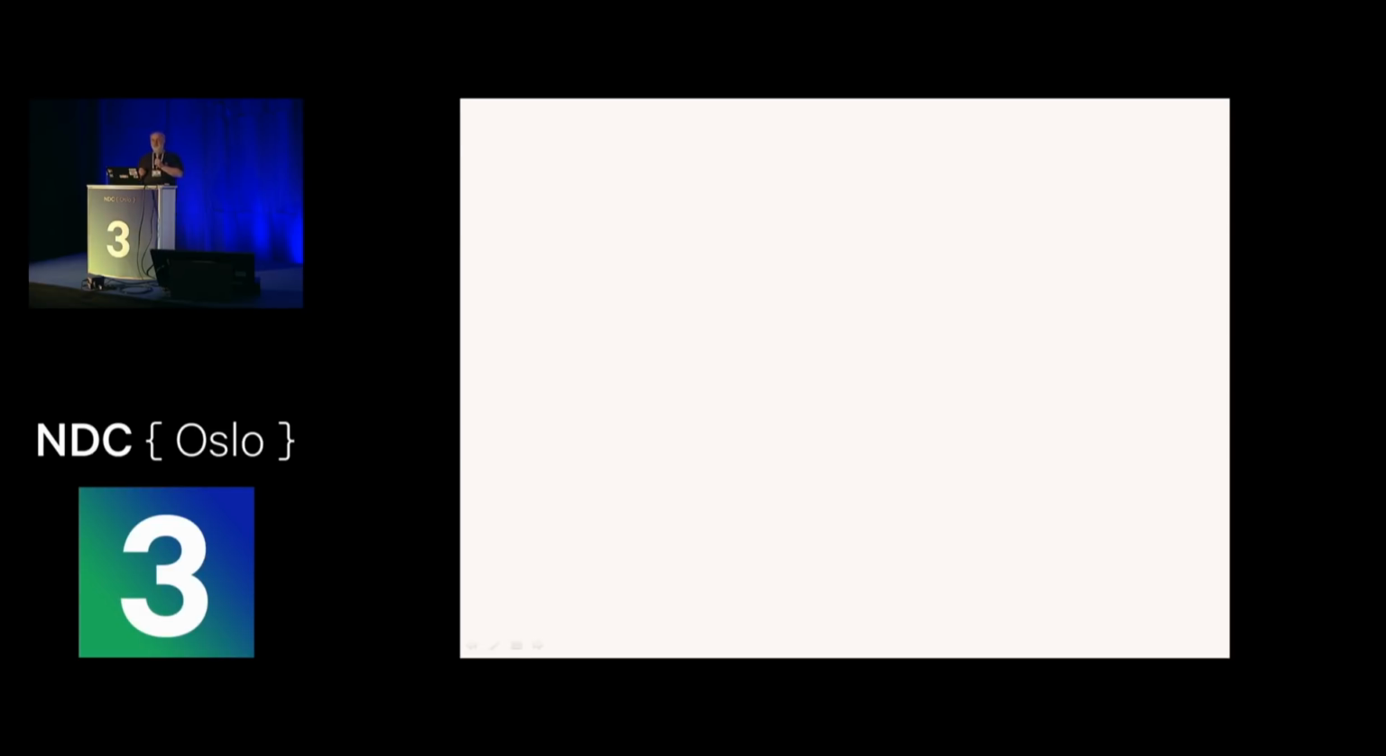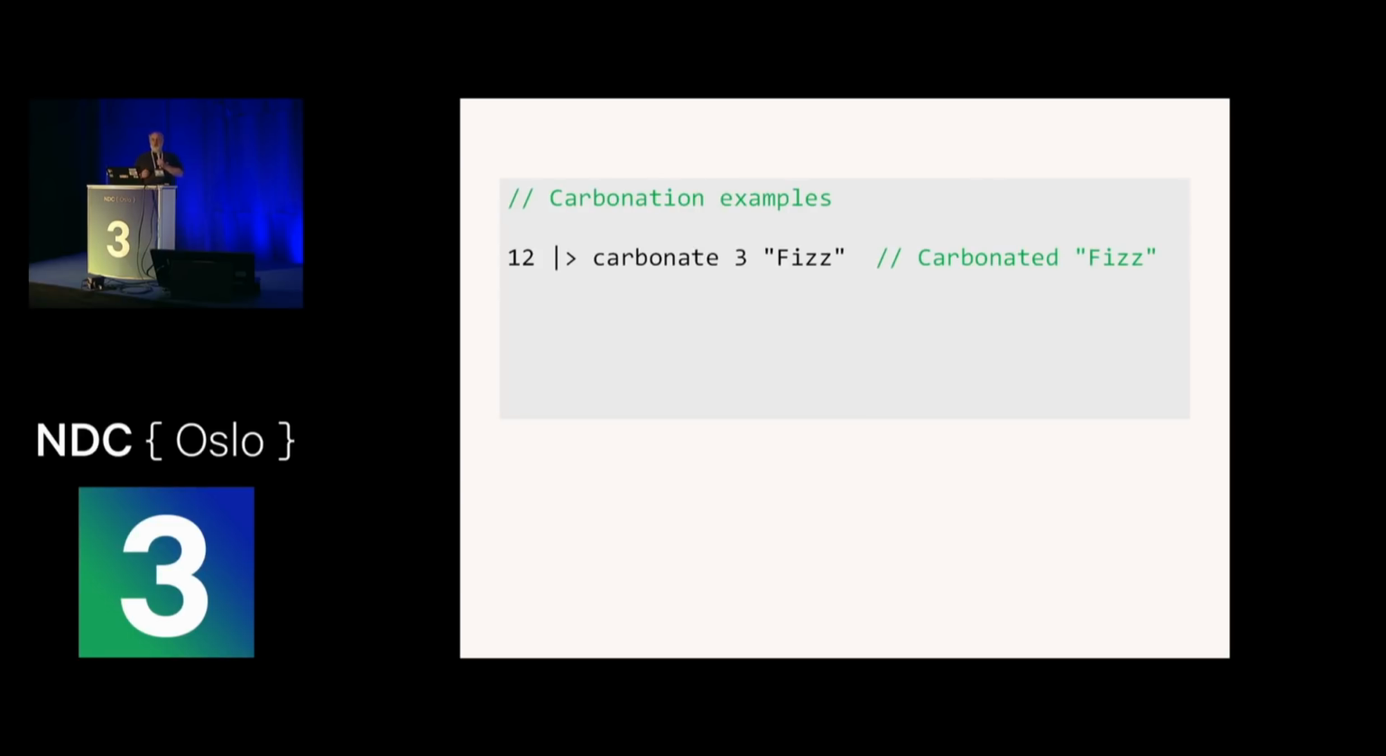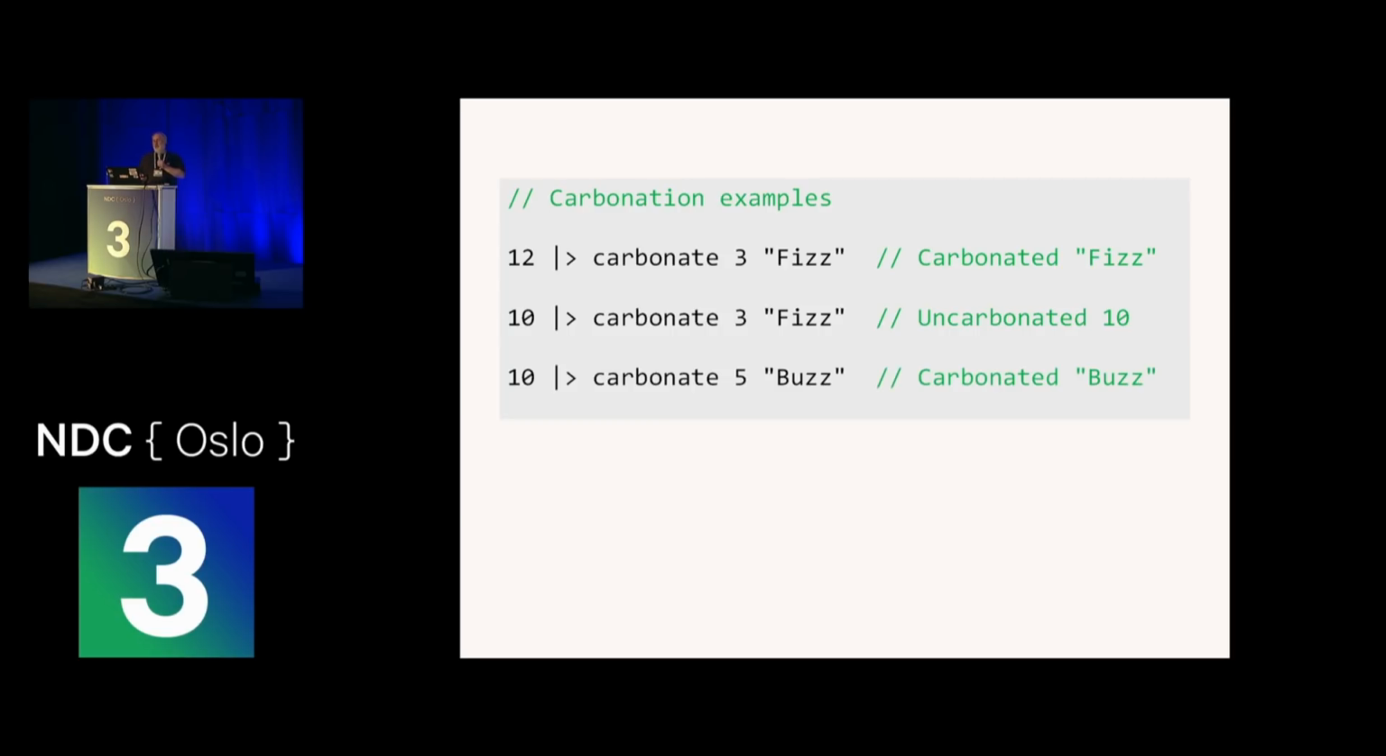Pay attention to that. All right, so let's actually see this in use. Let's say we take 12 and we pass it into carbonate 3 with fizz. Now with carbonate 3 with fizz, we're only passing in 2 parameters. The extra parameter is going to come from the 12 that we pass into the pipeline. So if you pass 12 into that, it says, yes, that's divisible by 3, I'm going to give you a fizz. If we pass 10 into that, it's going to say, no, that's not divisible by 3, I'm going to give you an uncarbonated 10. But if I pass it into carbonate with 5, it does work, and I'm going to give you a carbonated buzz. Okay, so there's our little code, testing our code to make sure it works okay.